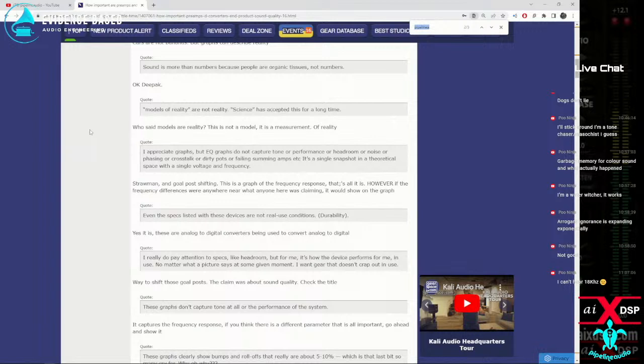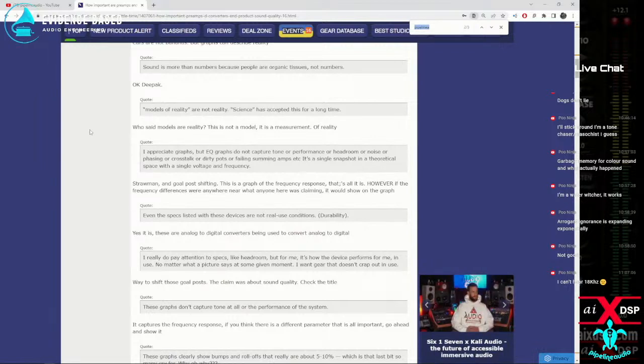So he says, even the specs listed with these devices are not real use conditions durability. And I said, yes, it is. These are analog to digital converters being used to convert analog to digital. That's the claim you made, man. That's the problem. Like James Randi used to do, he would set up the test they asked for, and they would still get it wrong.